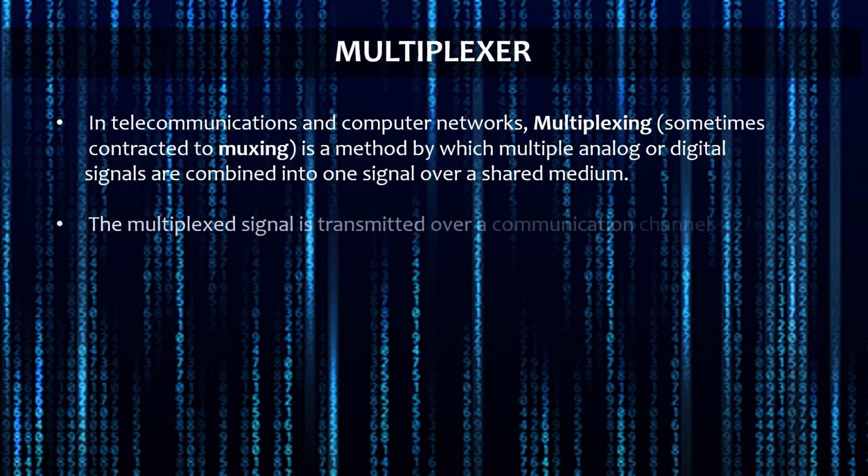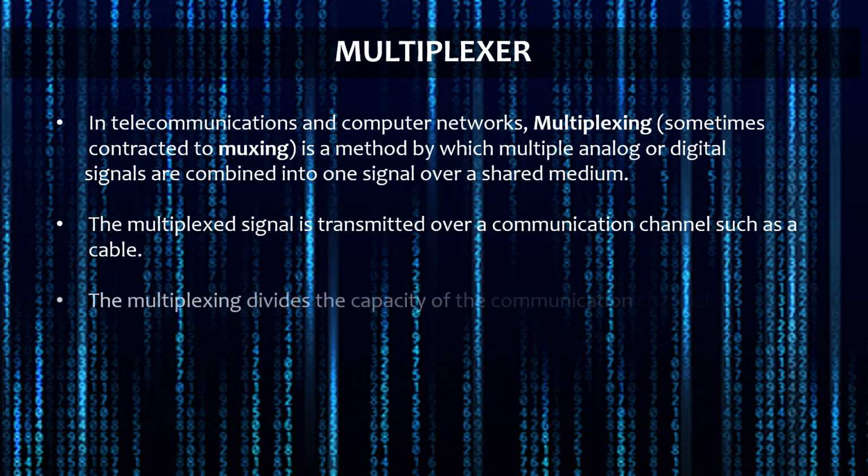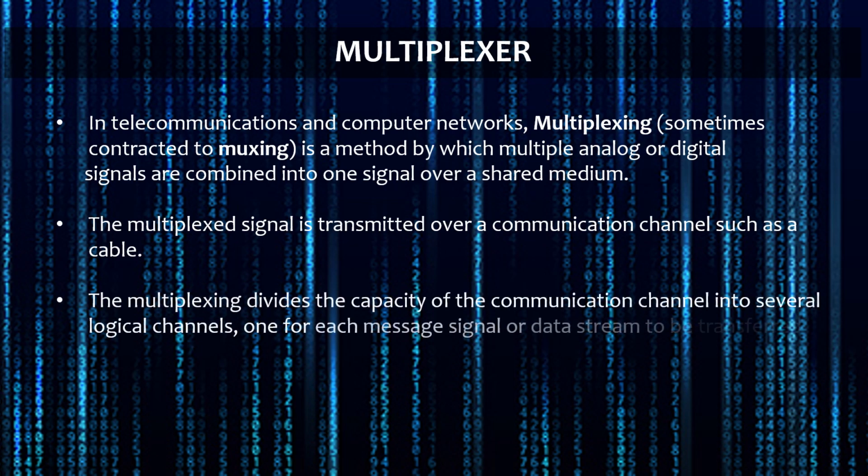Now the multiplexed signal is transmitted over a communication channel such as a cable. We know that a communication channel can be anything. Now we have Wi-Fi, so that channel can be wired or wireless. We can also call it a bus, right? So this is about the communication channel, and multiplexing divides the capacity of the communication channel into several logical channels, one for each message, signal or data stream to be transferred.